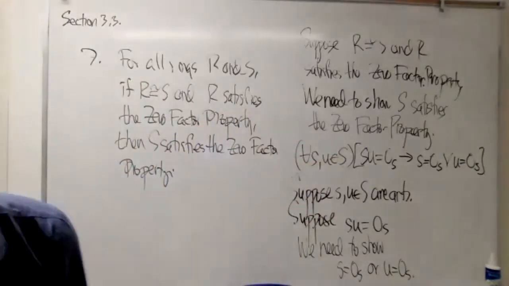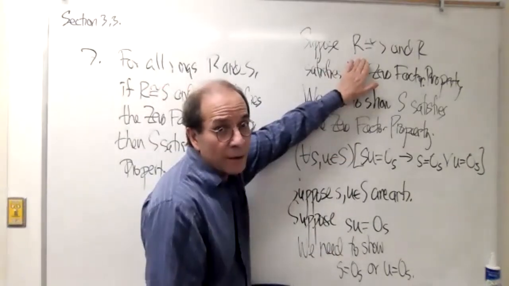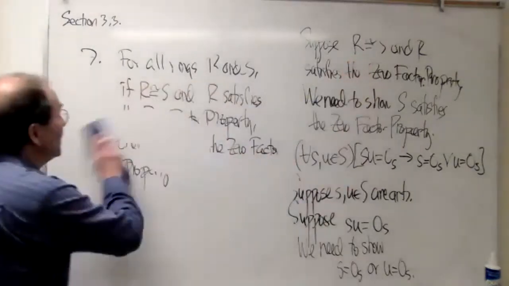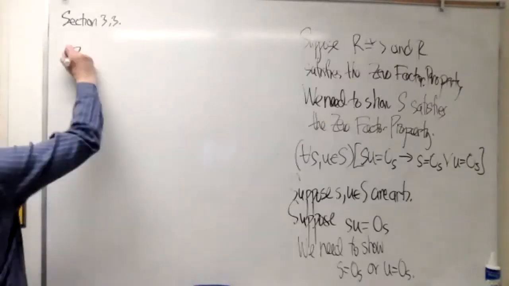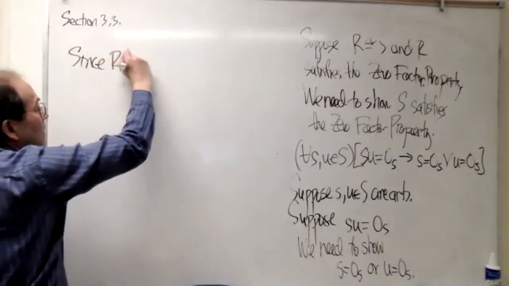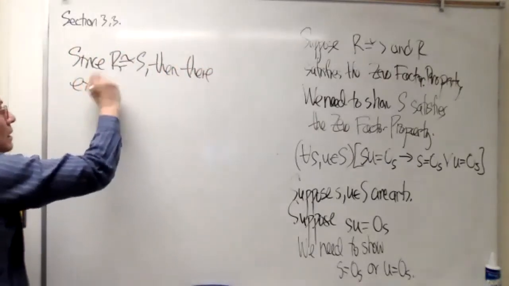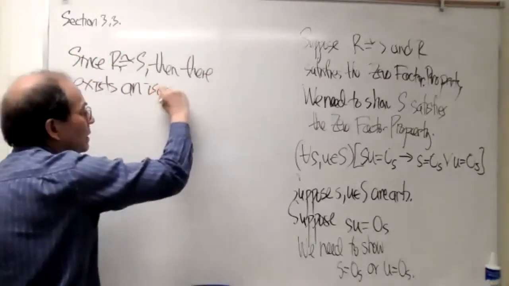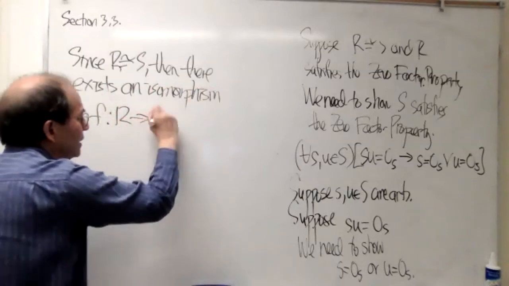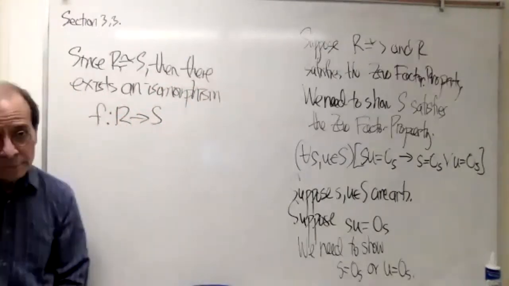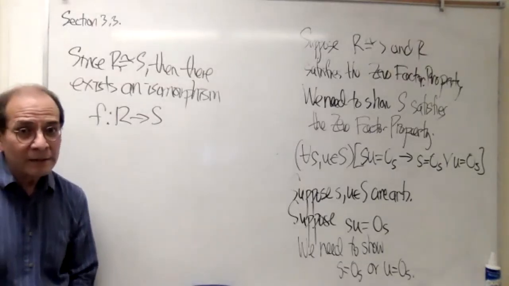Now, I'm going to look back at this hypothesis right here, namely that R is isomorphic to S. So R is isomorphic to S. That tells us that there exists an isomorphism, and I'll just call it f, going from R to S. So there exists an isomorphism f from R to S.